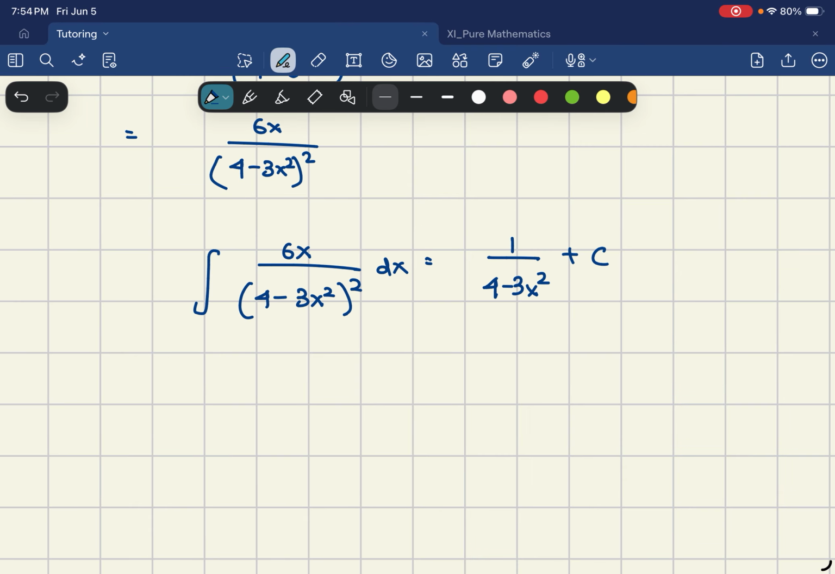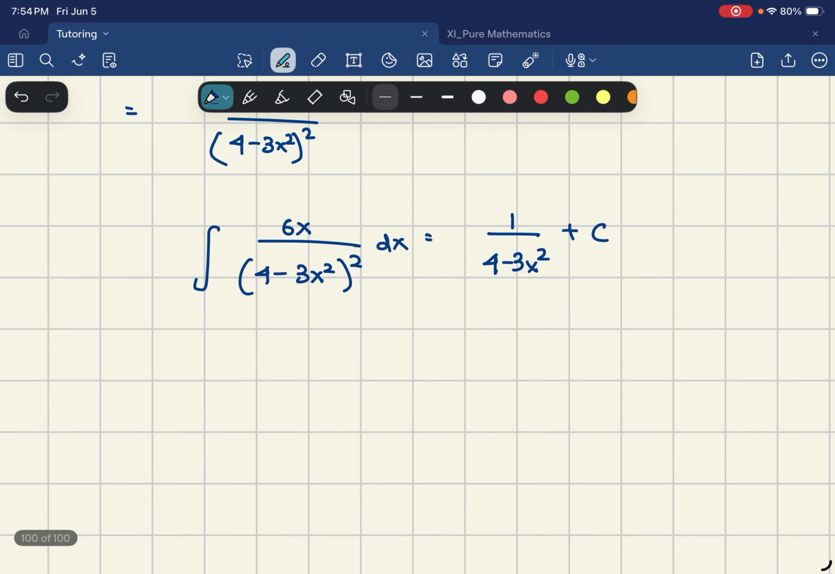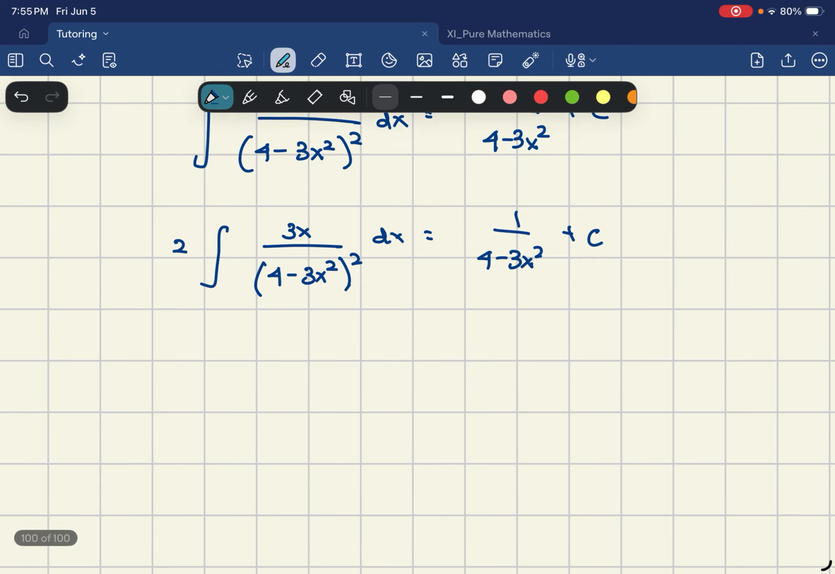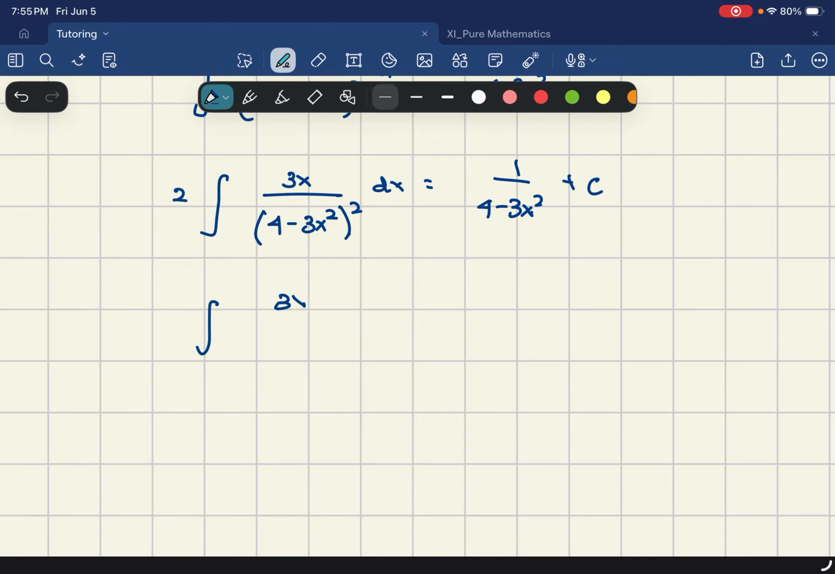Now, part B asks me to find for 3x, right, in the numerator, not 6x. So if I factor out a 2, then I get 3x. I get exactly what the question is asking me for. So all I need to do is divide by 2 on both sides. And we are done with the question.